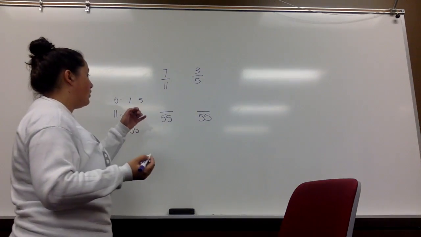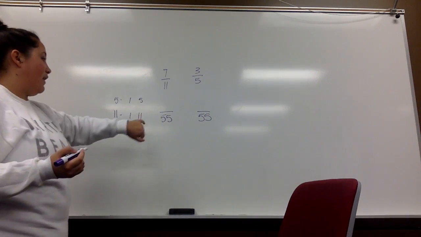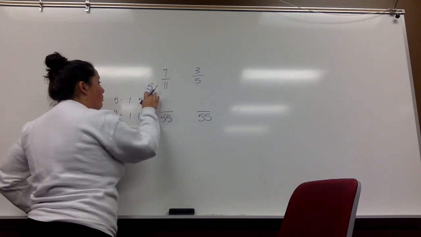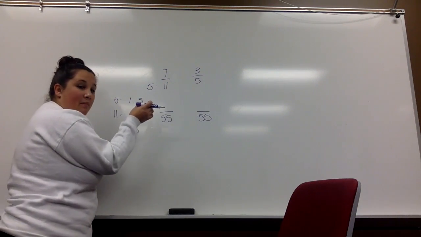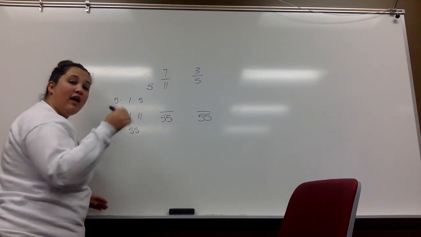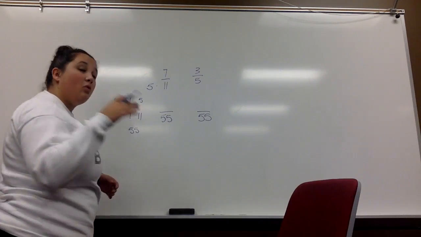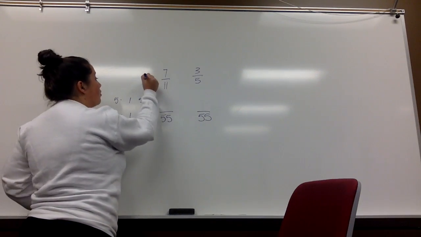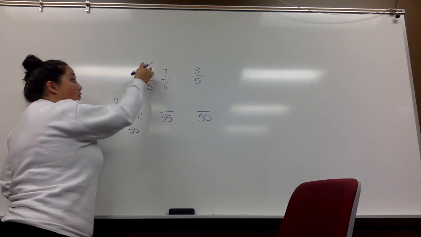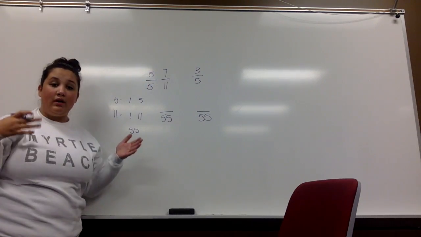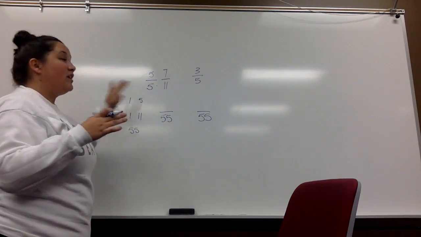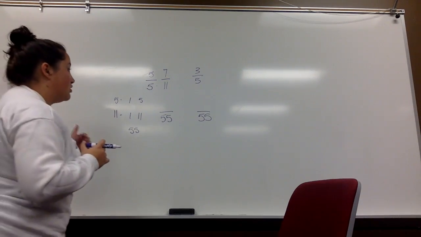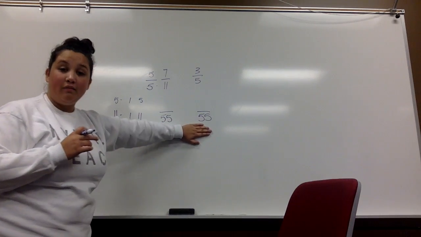So we have to figure out how we went from 11 to 55. Well, 11 times 5 is 55. But if I just multiplied it by 5 on the bottom, I would change the value of the fraction. So in order to prevent that, whatever we do to the bottom, we're going to do to the top. So 5 over 5 is equivalent to 1, so we're not changing the value of the fraction. However, we're changing the denominator so that we can find something that they share.